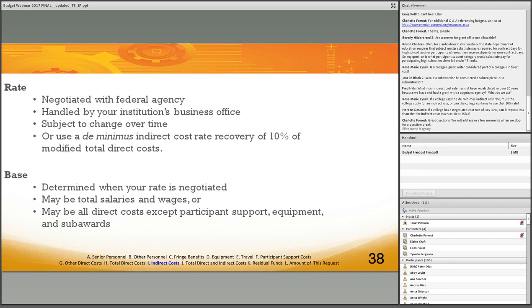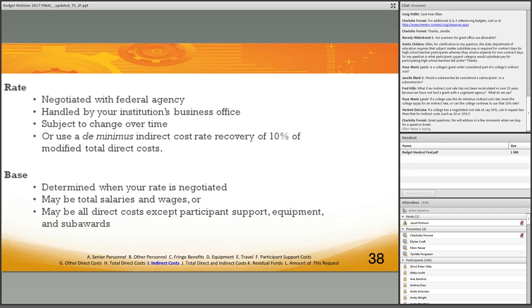Now, let's look and see how you calculate indirect costs for your budget. For determining the indirect cost amount for your project, you will need to determine something called a base amount for the indirect cost calculation. Indirect costs are typically based on the institution's personnel costs, which may be only salaries and wages or the combination of salaries, wages, and fringe benefits.